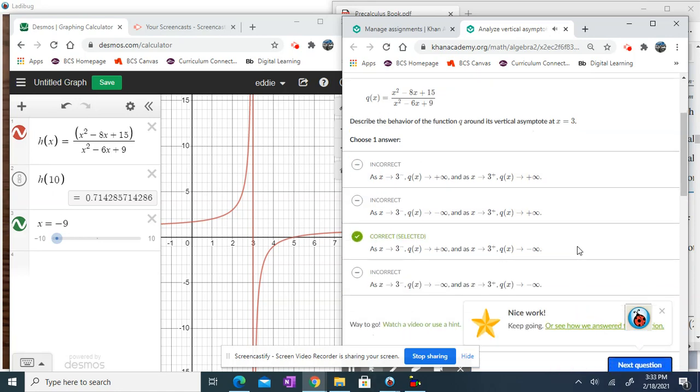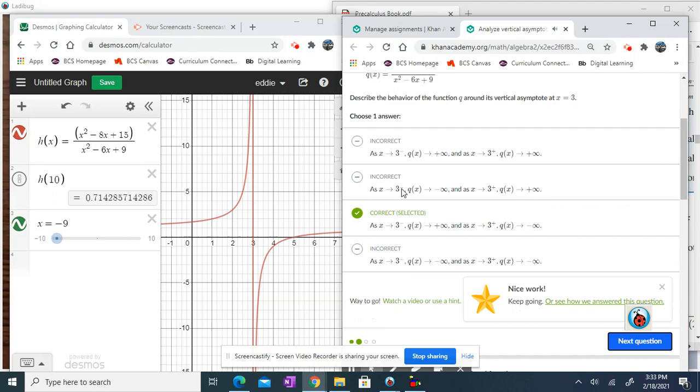All right? So that's how you read that. If there's a negative right there, that means it's coming from the left, from the side with the negatives. And that little plus sign means it's coming from the side that has the positive, so it's coming from the right. Okay.